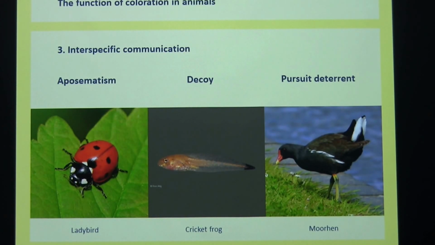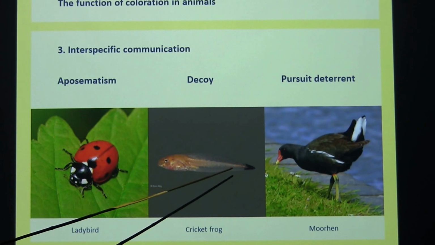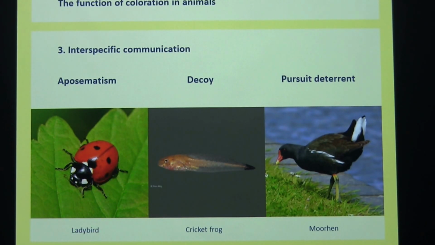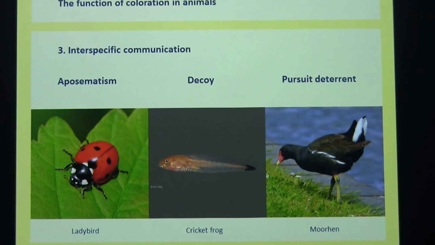Coloration can also be important in interspecific communication. In this case, signals are often directed to potential predators. For example, the aposematic coloration of the ladybird is a warning that this animal is toxic. The black spot on the tail of this tadpole is a decoy for diverting predator attacks from vital body parts, for example, the head. And tail flicking in the moorhen shows the white undertail, and it signals to the potential predator that it has been spotted and an attack will probably not succeed.